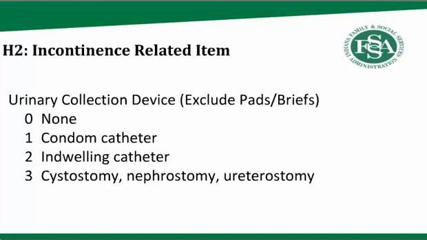An indwelling catheter, in this case, they're looking at continuous. And then item 3 looks at cystostomy, nephrostomy, urostomy, and they're not asking you to determine which of the 3 they have. If you have that information, that's great. But if you know it's one of them, then you would code this as a 3 to capture that particular item.